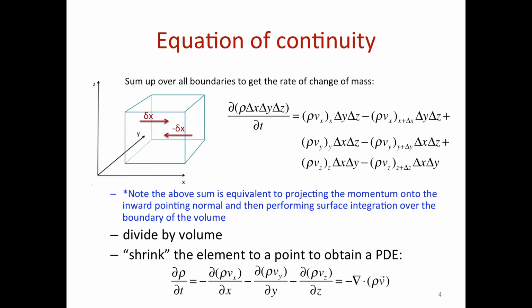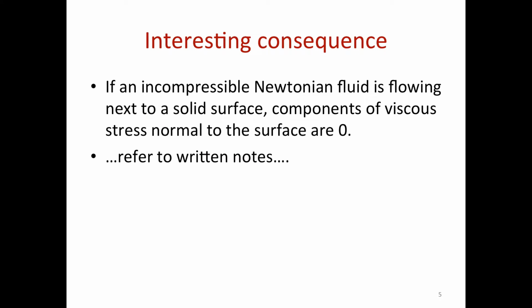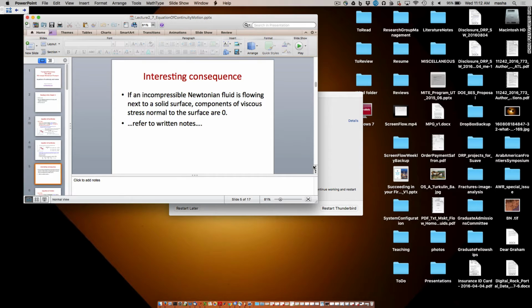Okay? All right. So we will have some interesting consequence that I'm actually going to write down. The consequence is that if I have incompressible Newtonian fluid flowing next to the solid surface, components of viscous stress normal to the surface are 0. So that's basically a practice in manipulating the equation of motion.